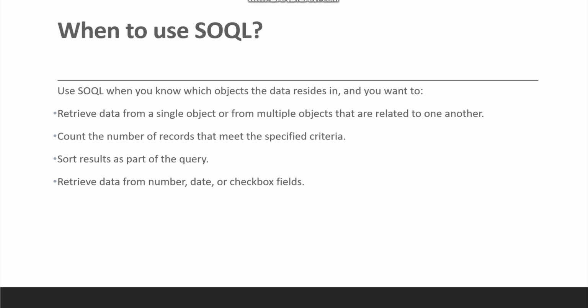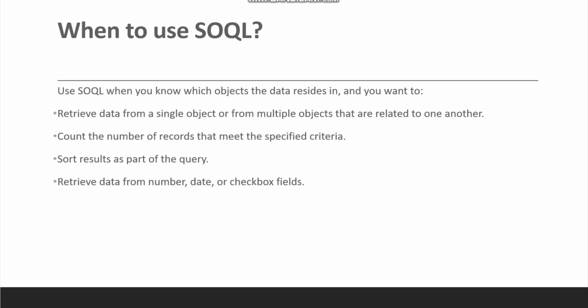So when to use SOQL? Use SOQL when you know which object the data resides in. So you can apply a SOQL query to the objects where some data is already present. For example, we have account. In account we have ID, name, phone number, and the address. If you know the fields and the data present inside that account object, you can apply this SOQL query and retrieve the data.